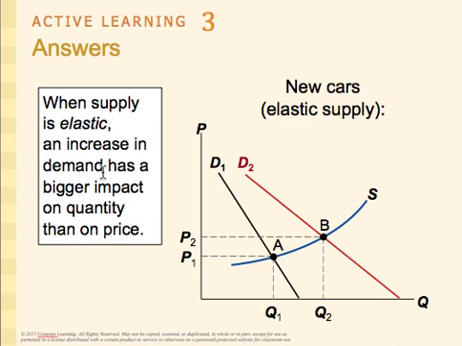When supply is elastic, like in new cars, we have a much more flat supply curve. Demand's going to increase just like it did before. These are identical demand curves. When supply is elastic, an increase in the demand has a bigger impact on quantity than in price. Because there's a higher supply, price doesn't go up a whole lot, but you see a big jump in quantity. So there's more elasticity in new cars than there is in limited beachfront property.